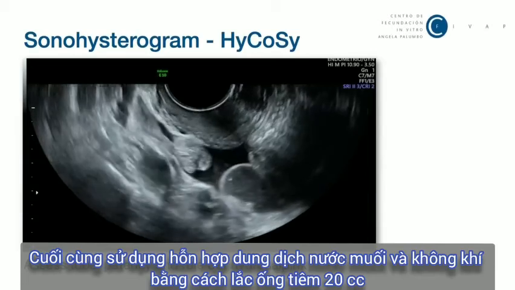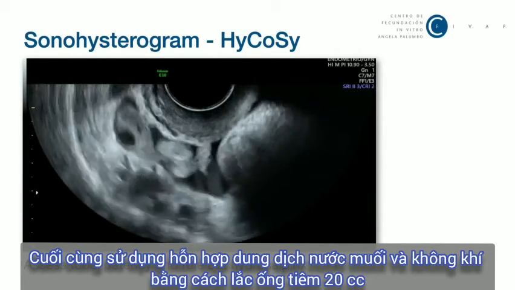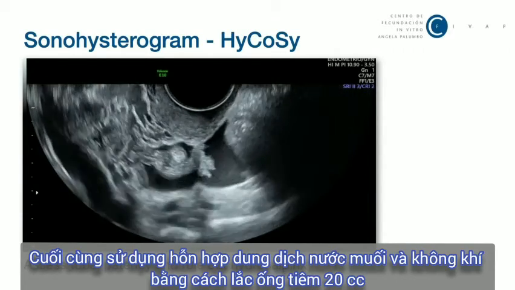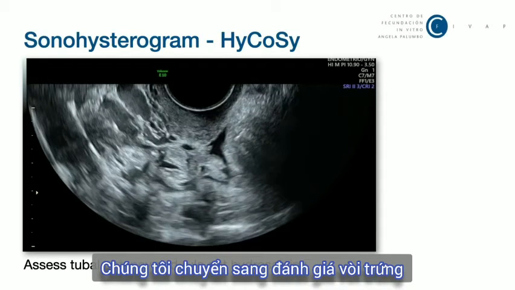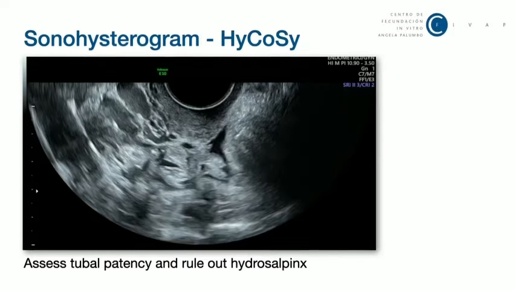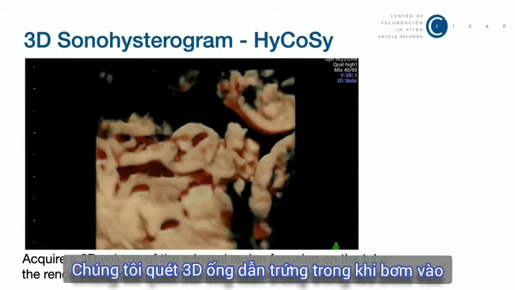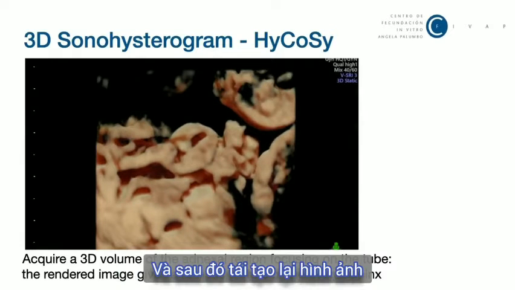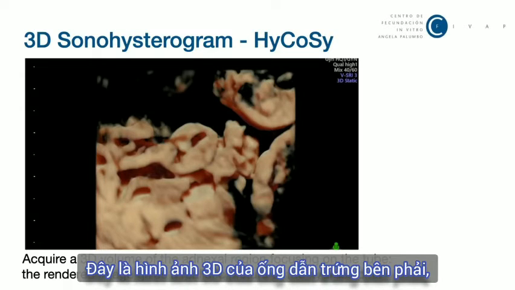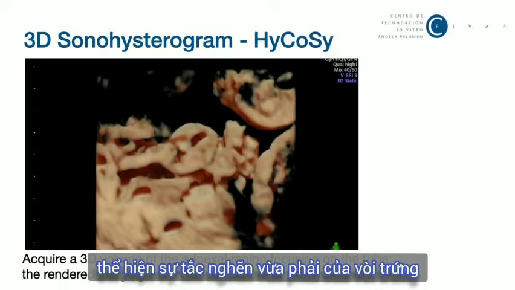Finally, using a mixture of saline solution and air obtained by shaking a 20 cc syringe, we move on to evaluation of the tubes. We acquire a volume of the tubes during the injection and then reconstruct the images. This is a rendered image of the right fallopian tube showing moderate hydrosalpinx with a patent tube.